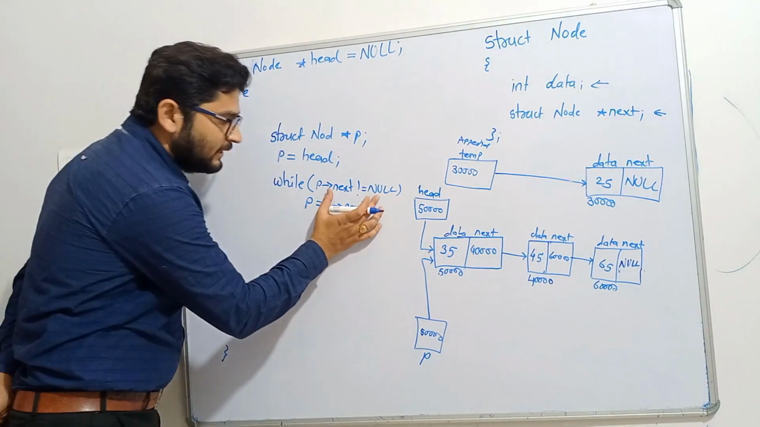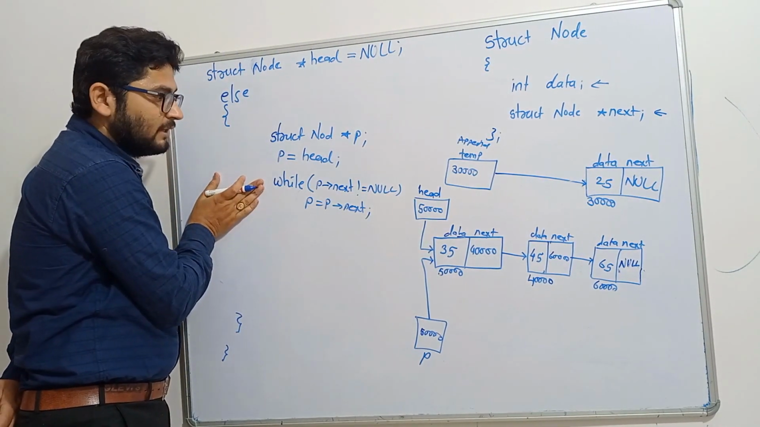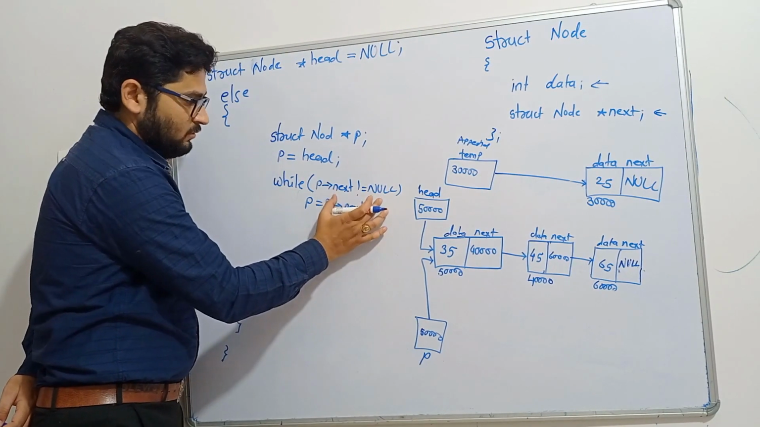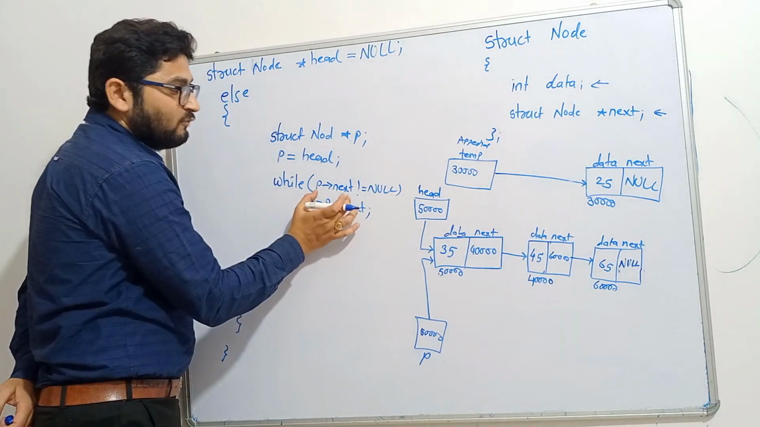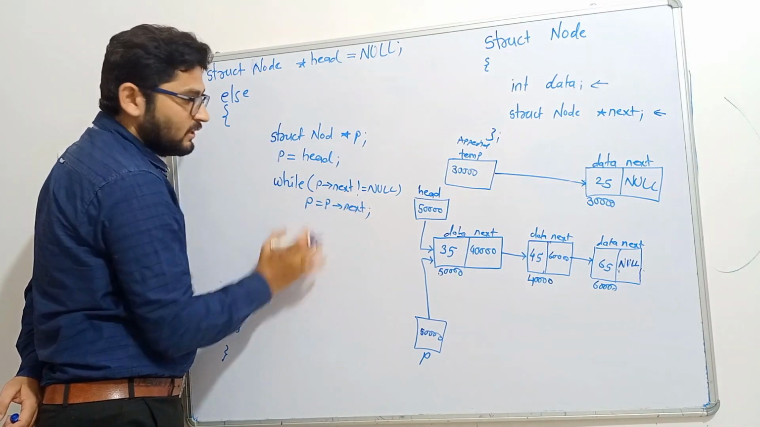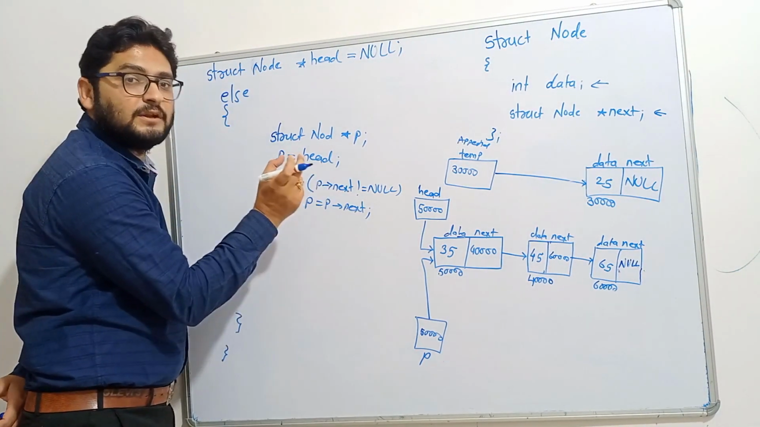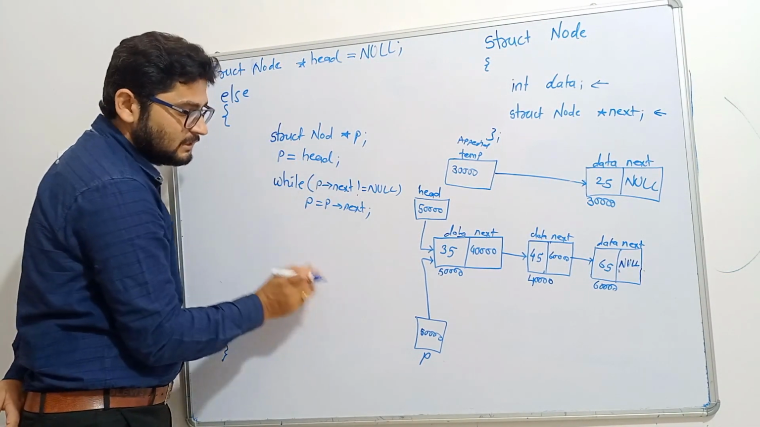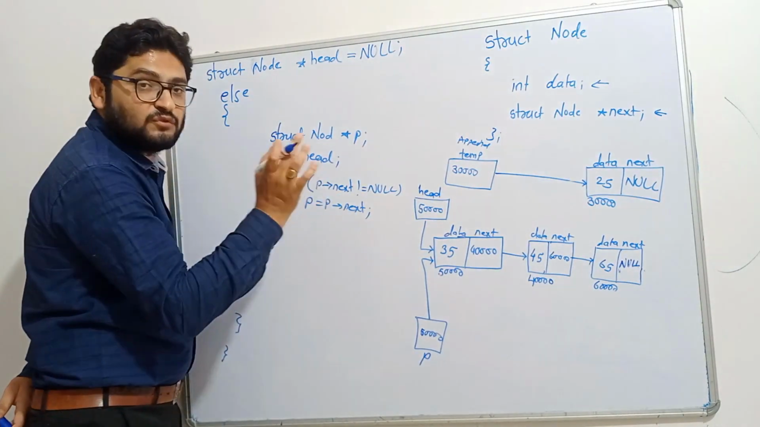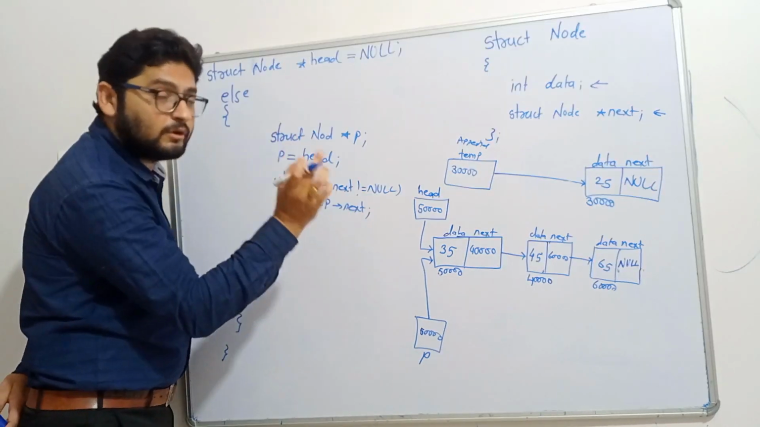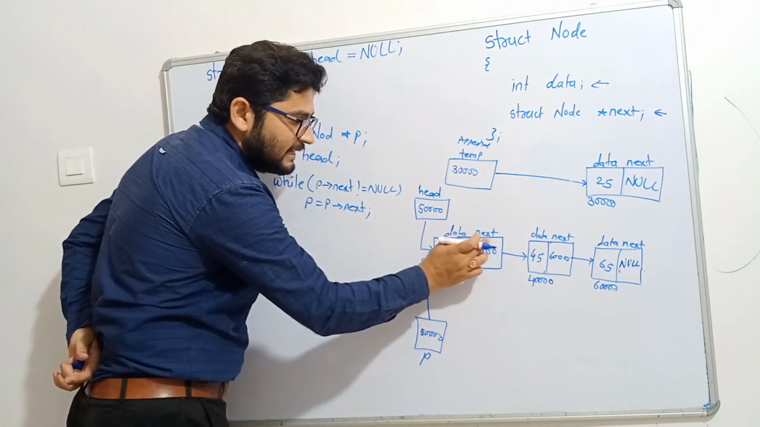What is the condition over here? p arrow next is not equal to null. Whenever this while loop is executed, first this condition will be checked. What is the meaning of p arrow next? Let us find out this first. p arrow next means the next field of the node to which p is pointing. Means the next of the node which p is pointing to. So p arrow next means the next field of the node to which p is pointing. p is pointing to this node, and this is the next of this node.